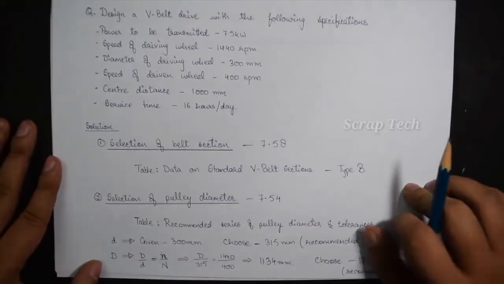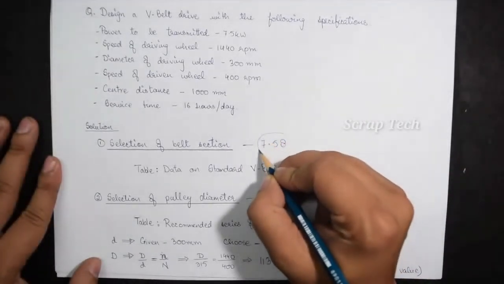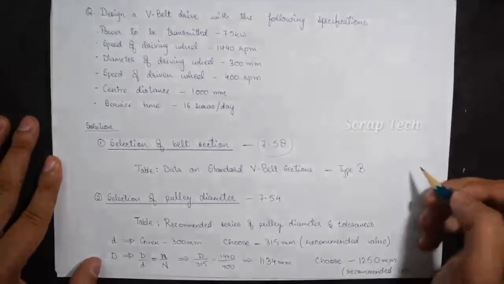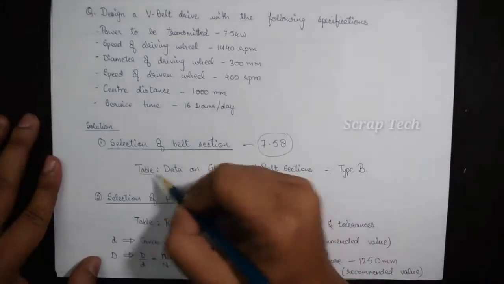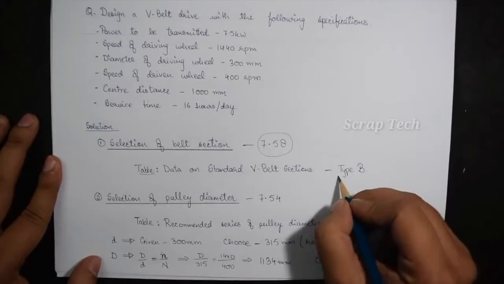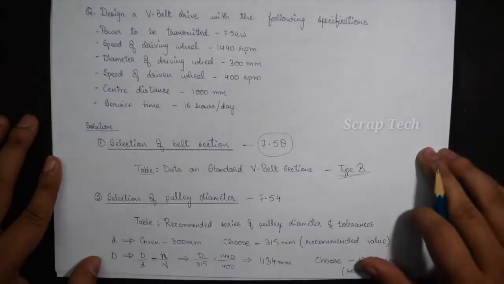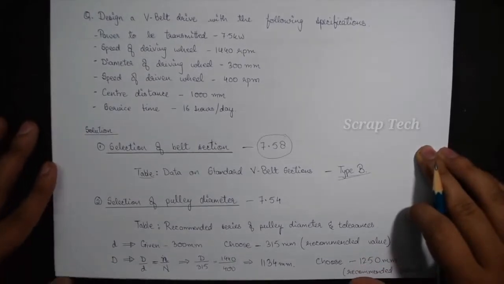So the very first step is selection of belt section, which is given on page number 7.58. Under the table data on standard V-belt sections, we will be choosing belt type B. Any of the 5 belts can be chosen, but for this question, let us go with belt type B.